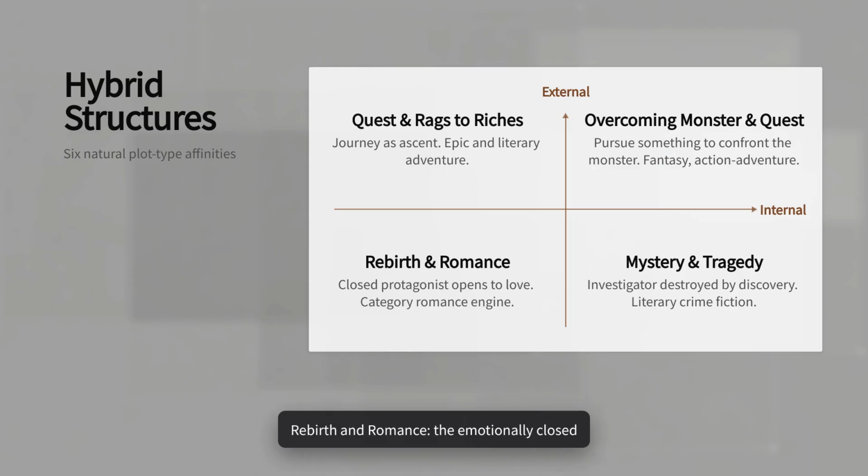Rebirth and romance. The emotionally closed protagonist opens to love and is transformed by it. The dominant engine of the category romance novel. Voyage and return and rebirth. The other world is the agent of transformation. Common in fantasy and literary fiction. Overcoming the monster and tragedy. The protagonist defeats the monster but is destroyed in the process, or the victory reveals they have become what they fought. Common in war fiction and morally complex thrillers.